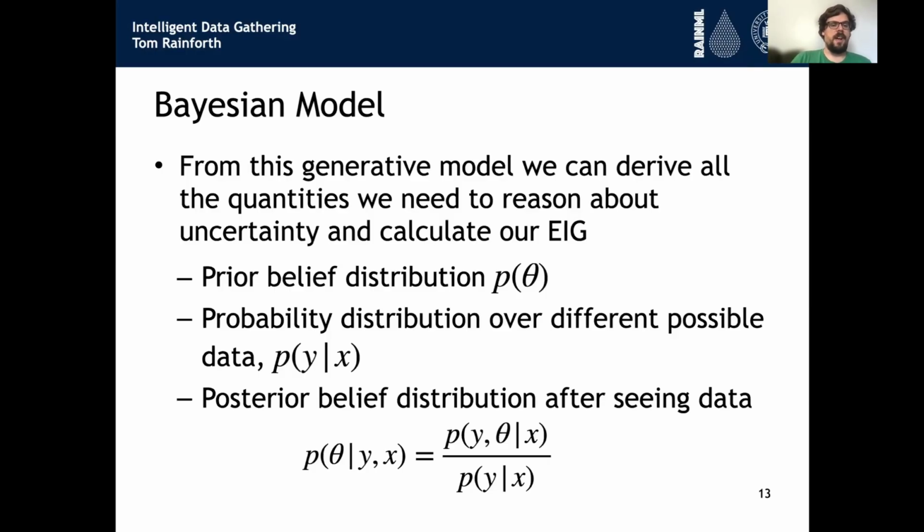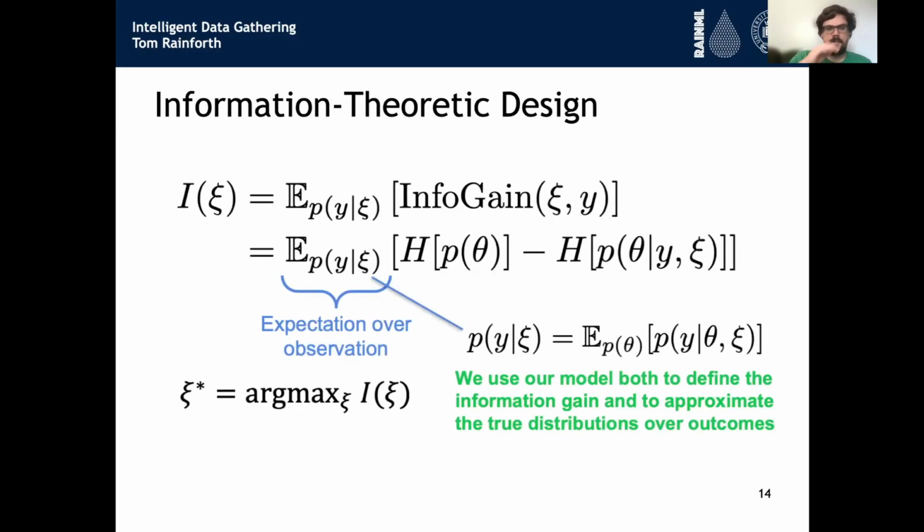It's going to define our prior belief distribution. It's going to give us this marginal predictive distribution over possible data. And it also gives us a way of deriving these posterior beliefs after we see that data.